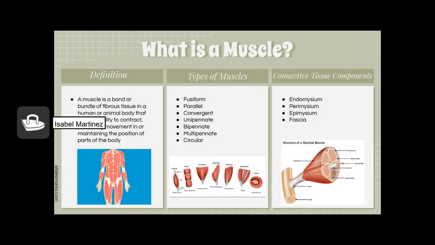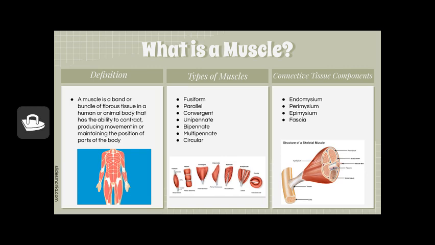So, what is a muscle, you might ask? Well, a muscle is a band or bundle of fibrous tissue in the human or animal body that has the ability to contract, producing movement in or maintaining the position of parts of the body. And we have different types of muscles that can be found within the skeletal system. Those consist of the fusiform, the parallel, the convergent, the unipennate, the bipennate, the multipennate, and the circular.